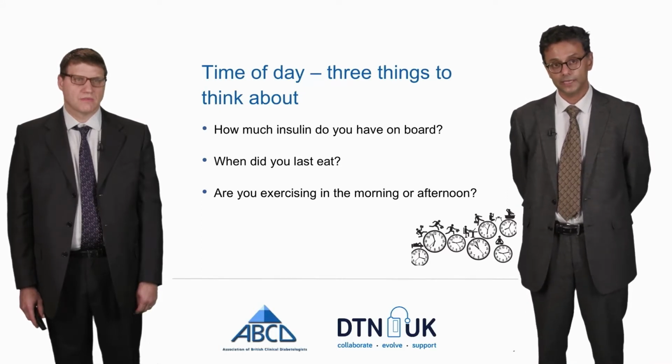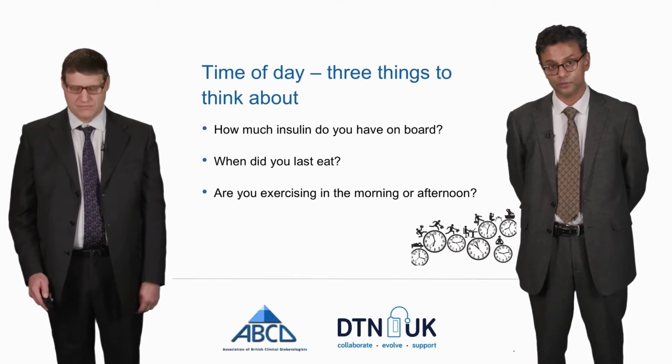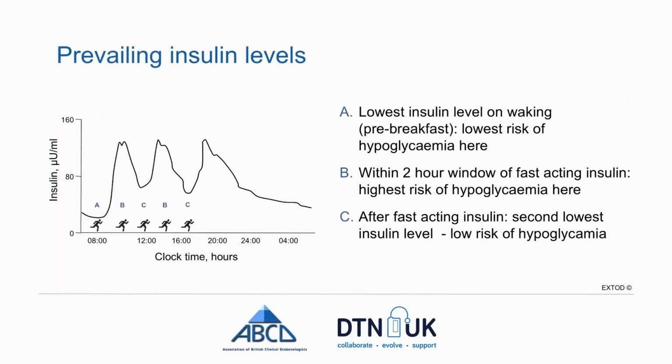The other thing we'd like you to think about is whether you're exercising in the morning or afternoon, and we'll explain why that's important shortly. If we look at our insulin levels in someone with or without type 1 diabetes, our lowest insulin level is when we wake up in the morning. So that's often the safest time to exercise. Then our insulin levels, of course, peak with each meal, as shown in this graph. And then in between meals is when our insulin levels fall again. So that's the second safest time to exercise.